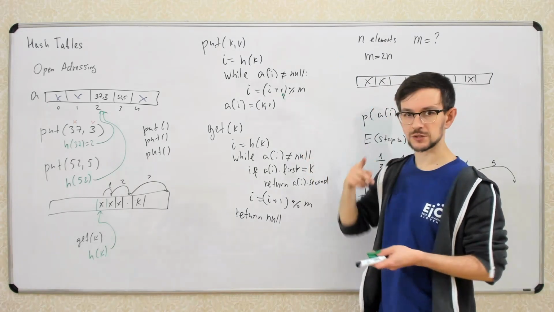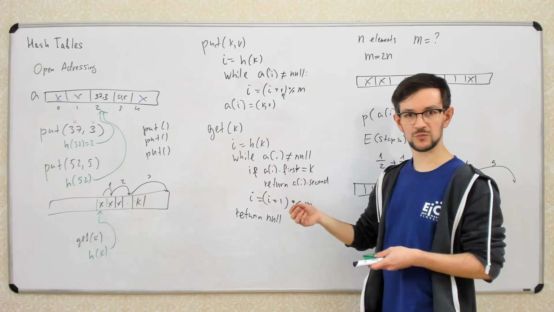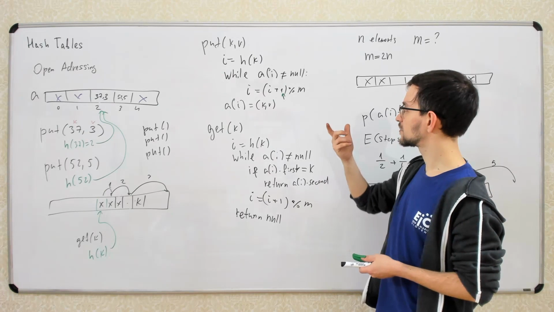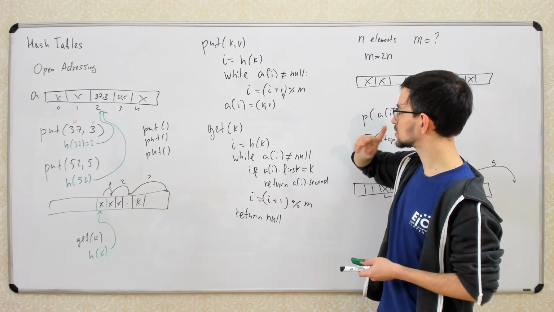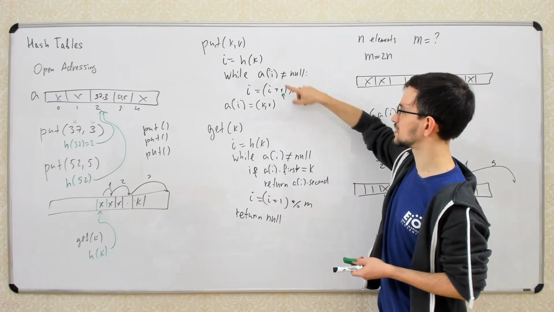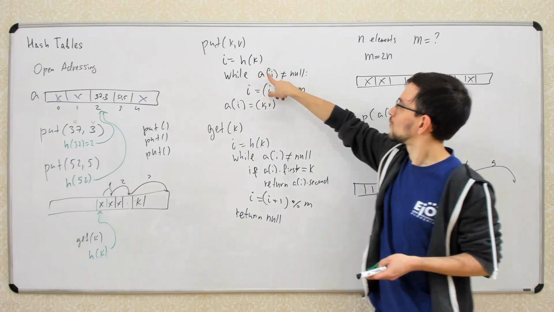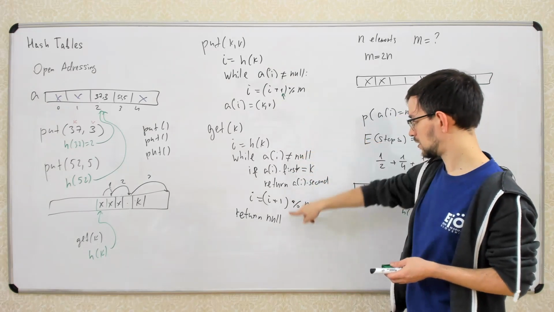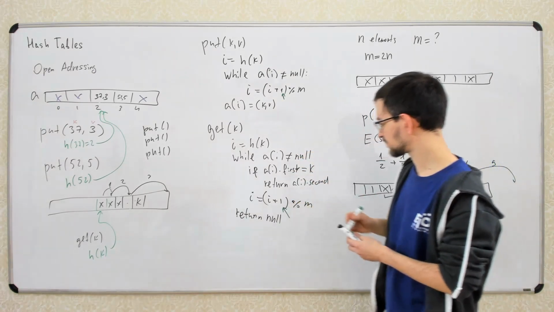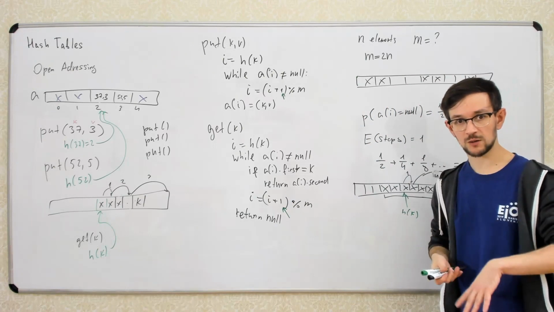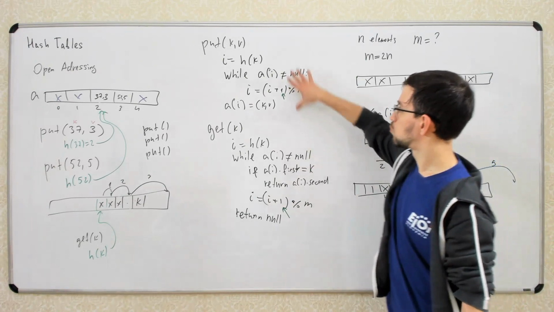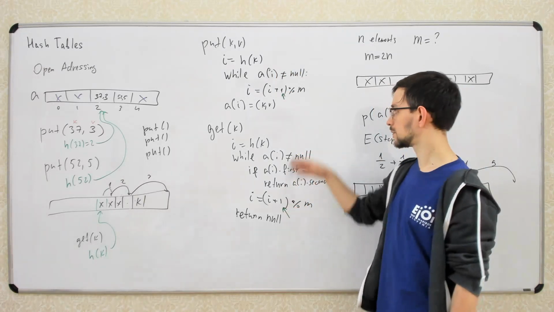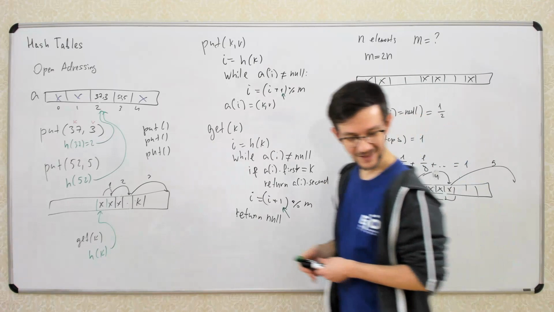You can change this. You can make jumps of different length as soon as you have the same jumps for the same value k. So for the same value k, you need to make the same jumps here and here. Because when you put the value and when you get the value, you need to visit the same cells. Yeah, that's it.